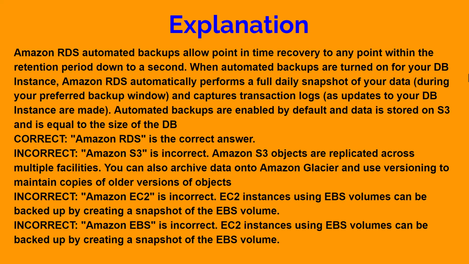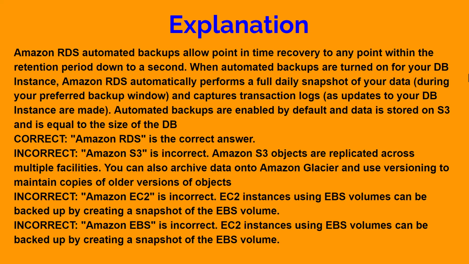Automated backups are enabled by default and data is stored on S3 and is equal to the size of the DB. Correct. Amazon RDS is the correct answer. Incorrect. Amazon S3 is incorrect. Amazon S3 objects are replicated across multiple facilities. You can also archive data onto Amazon Glacier and use versioning to maintain copies of older versions of objects.